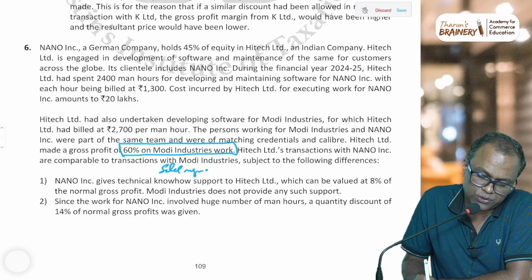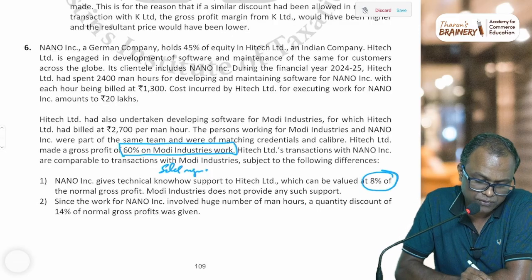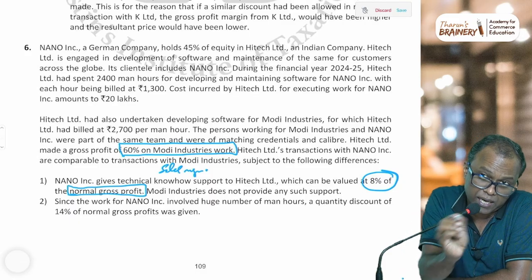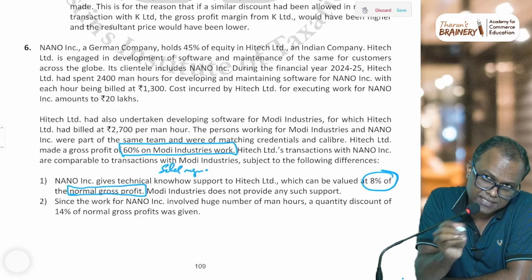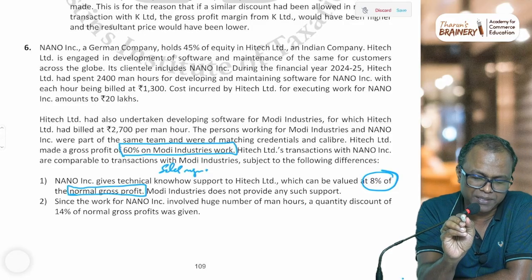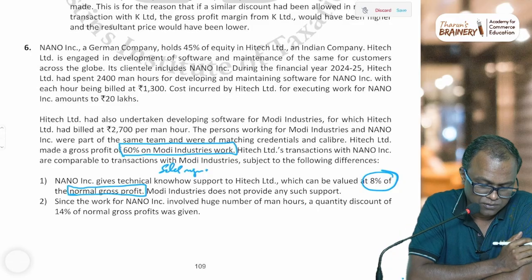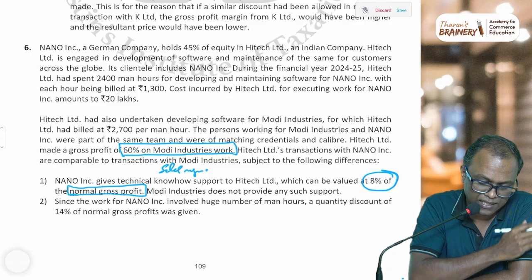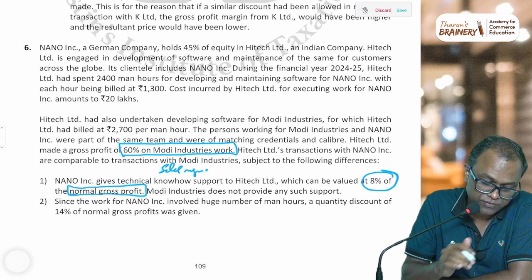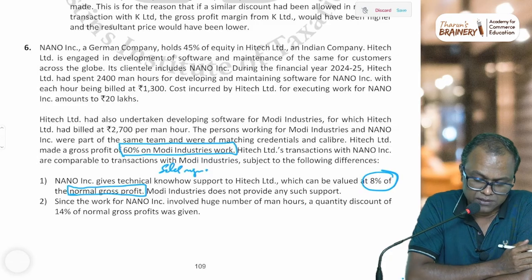Remember, this 8% you should not adjust directly, because the reason is they are saying 8% of the normal gross profit. That means 8% of margin. So here the margin is 60%. So 60% into 8%. That should be taken. That's very important. So on normal gross profit, if they are saying 8% on sales directly, then we can adjust directly. But this they are saying 8% of the normal margin. That is the first material difference.